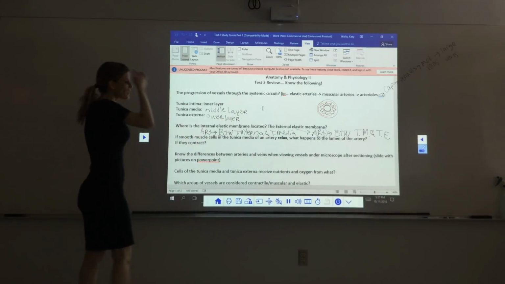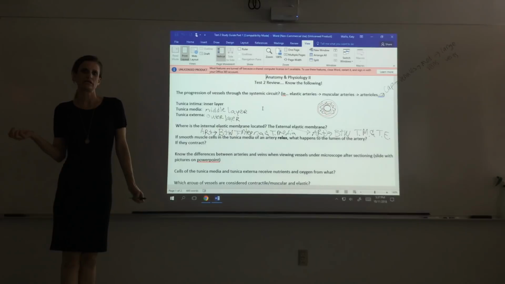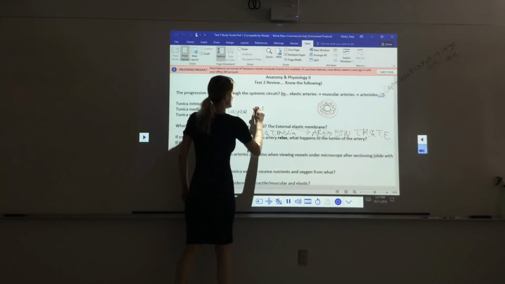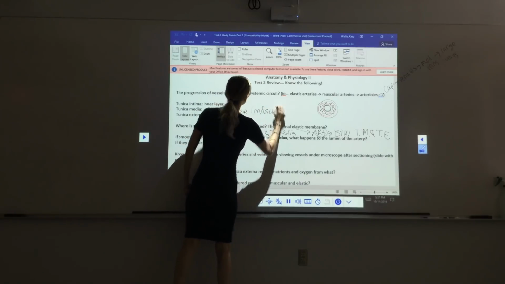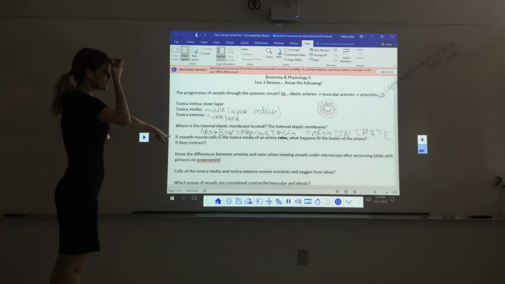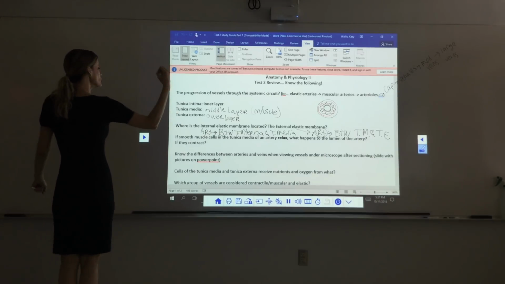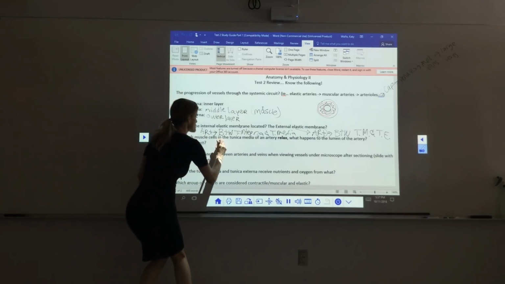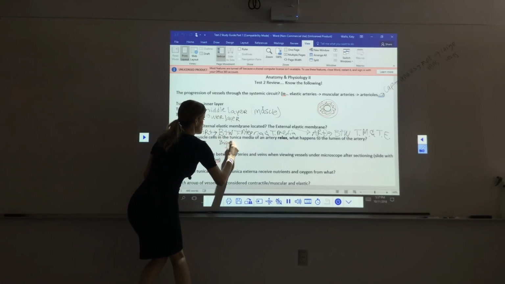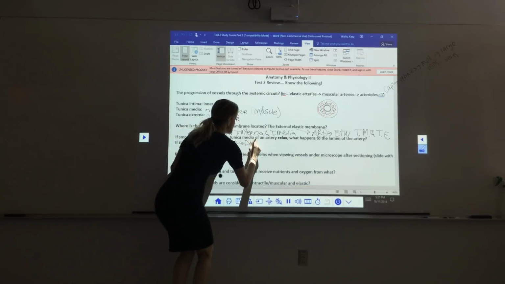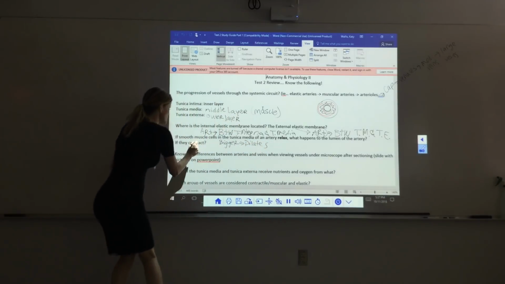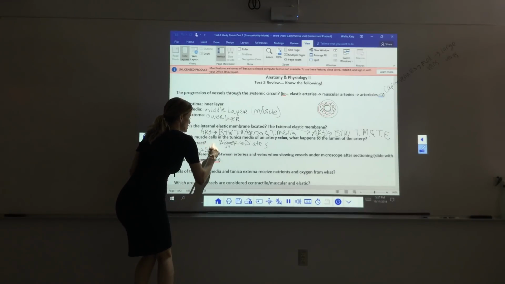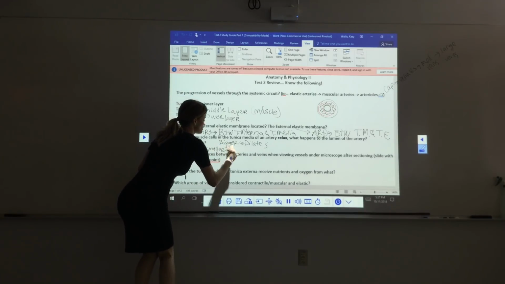Where are most smooth muscle cells? Tunica media, right? So the tunica media, the middle layer, is muscle. If smooth muscle cells in the tunica media of an artery relax, what happens to the lumen? It's bigger. What do we call that? Okay, so it dilates. If the smooth muscle cells contract, what happens to the lumen? It gets smaller. What do we call that? Constriction.